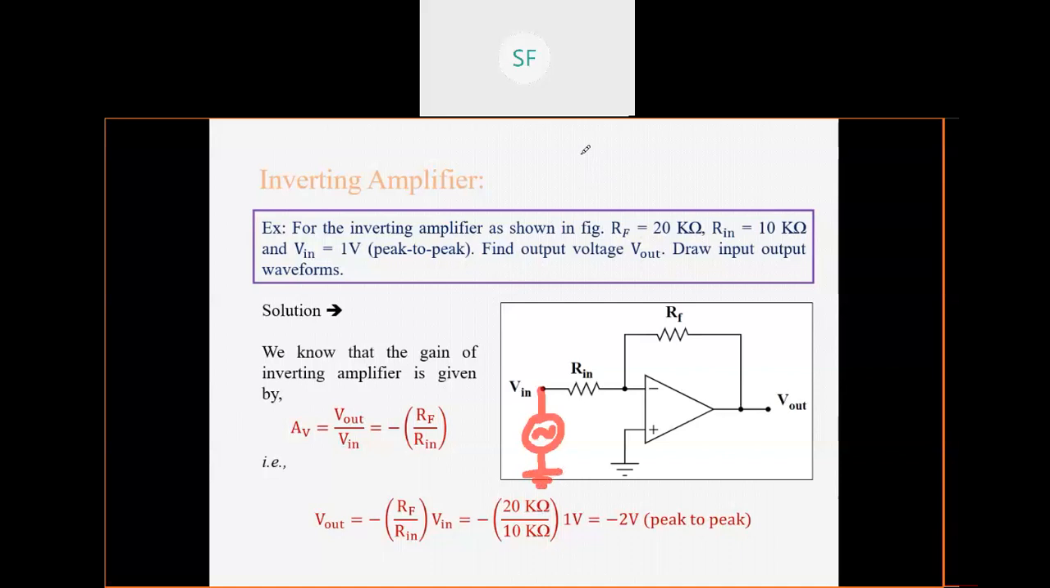Now what do you mean by 1 volt peak to peak? Suppose you have taken one sine wave like this. So 1 volt peak to peak, that means its positive peak will happen at 1 volt and the negative peak will appear at minus 1 volt. This is the meaning of 1 volt peak to peak input signal. Okay. So how is your input? Your input is a sine wave with a peak amplitude of 1 volt.